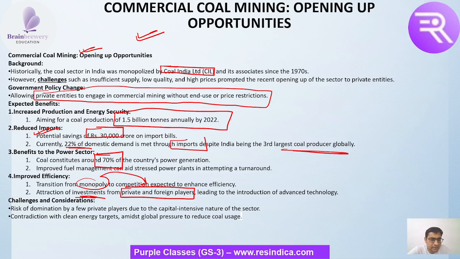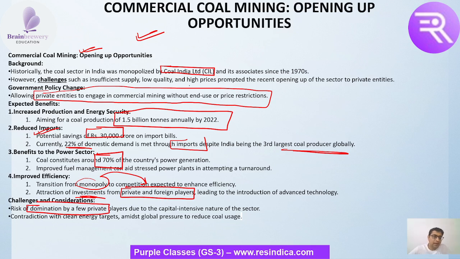Okay, but some issues are still there. See, we have allowed private participation, so there may be a risk of domination by a few private players. Because this power plant business is a highly capital intensive market. Everybody doesn't have that much money, so only the big private players have a lot of money, so there is a chance of domination by a few private players.